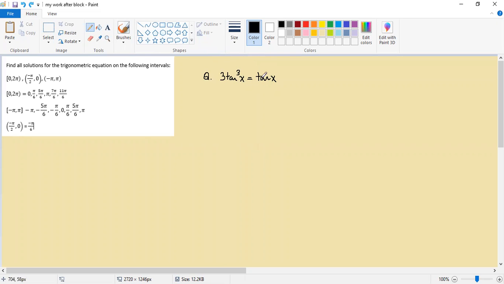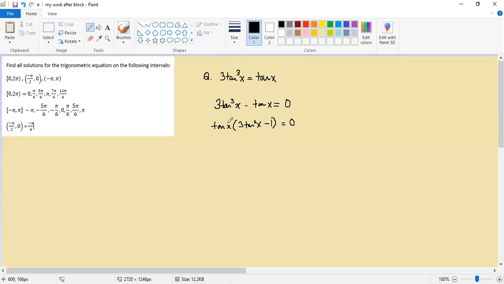So here, instead of dividing, we could instead do 3 tangent cubed of x minus tangent of x equals 0. And then we have that equated to 0. From here, we can factor out a tangent of x. This is ultimately to get us to a position where we can apply the zero product property. So this is tangent of x times 3 tangent squared x minus 1, because of course tangent x divided by tangent x is 1. And we will then equate this to 0.